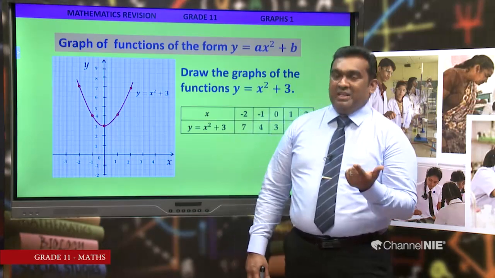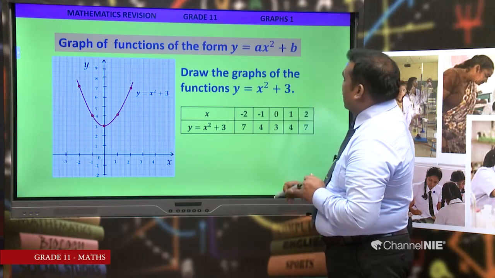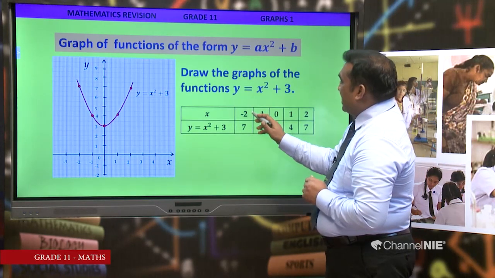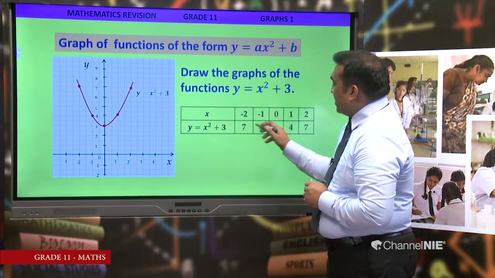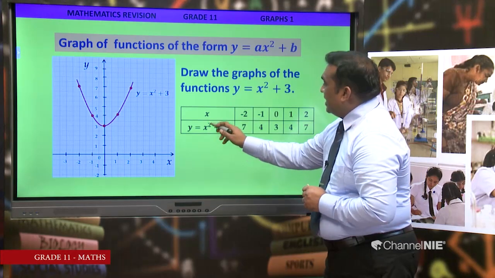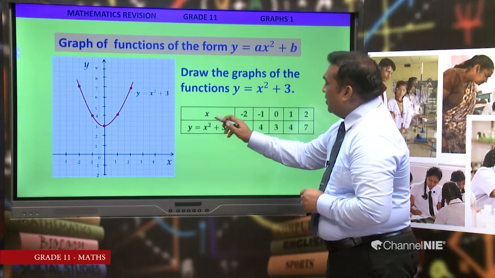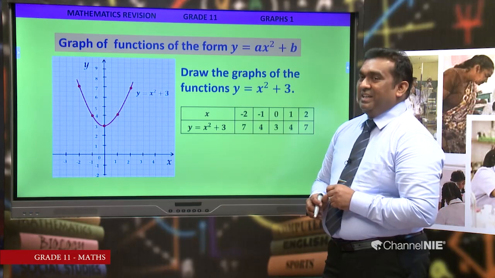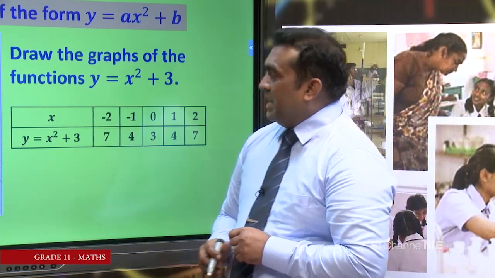If you consider a maximum one, we will see it. Now draw the graph of the function y equals x squared plus 3. You have to select x from minus 2 to plus 2. When x equals minus 2, minus 2 squared is 4, plus 3 is 7. Minus 1 squared is 1, plus 3 is 4. 0 squared means 0, plus 3 is 3. Substitute 1 here, 1 squared plus 3 is 4. Here consider 2. 2 squared is 4, 4 plus 3 is 7. After marking these points, you can draw this graph.